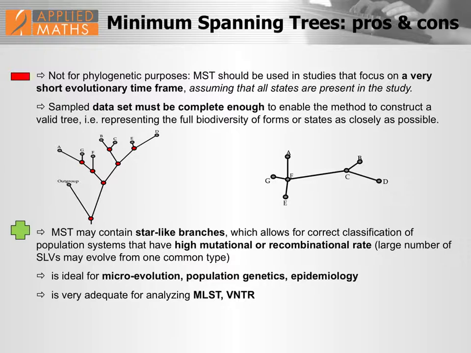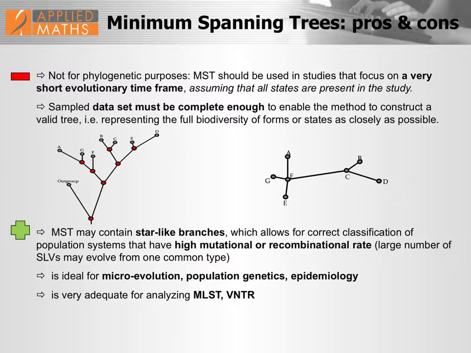So to give you some pros and cons on minimum spanning trees. Minimum spanning trees should not be used for phylogenetic purposes because they should be used only in studies that focus on a very short evolutionary time frame. Why is that? Because those hypothetical nodes will not be created. So it assumes that all the states are present in your study. So the population that you take should be big enough. So the sample data should be complete enough, so it represents the full biodiversity of the forms or states as closely as possible.